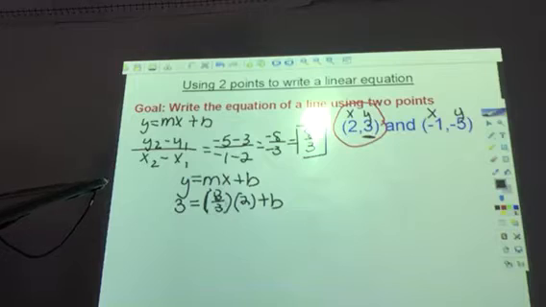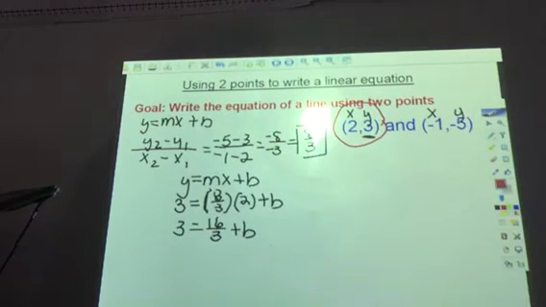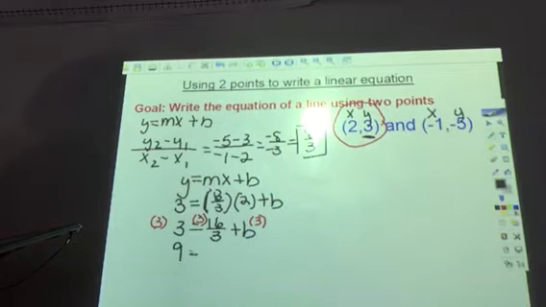So in order to do that, 8/3 times 2 is 16/3 plus b. In order to get rid of the fraction, I need to multiply everything by the denominator. So my denominator here in this case is 3. That means I need to multiply each term by the denominator. So 3 times 3 is 9. 3 times 16 over 3 is 16. 3 times b is 3b.